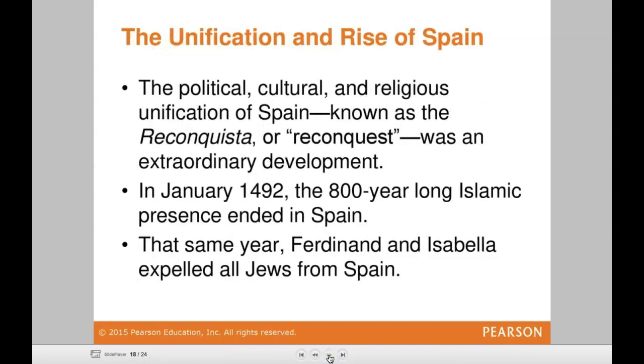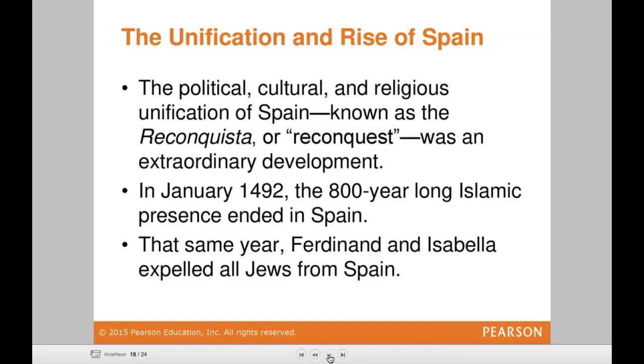So, the unification and the rise of Spain. Meanwhile, the political and cultural and religious unification of Spain, known as the Reconquista, was an extraordinary development. In January 1492, the 800-year-long Islamic presence ended officially in Spain. And that same year, Ferdinand and Isabella expelled all Jews from Spain.